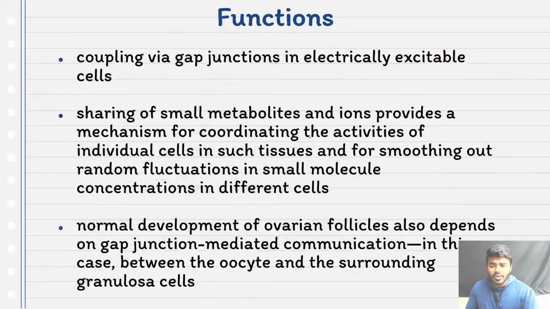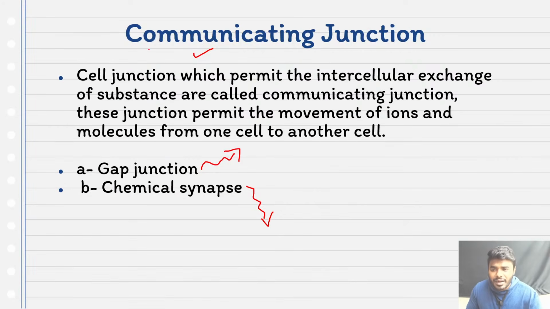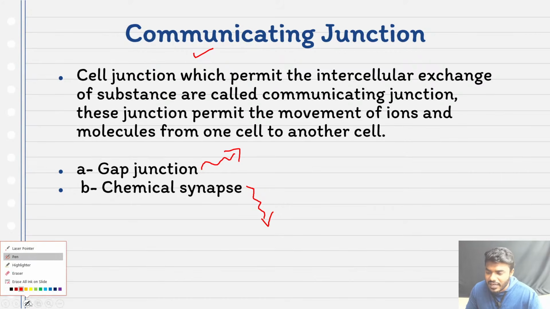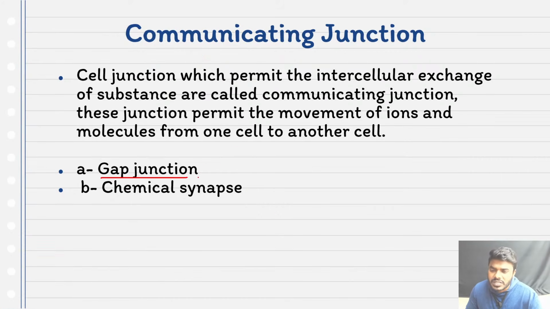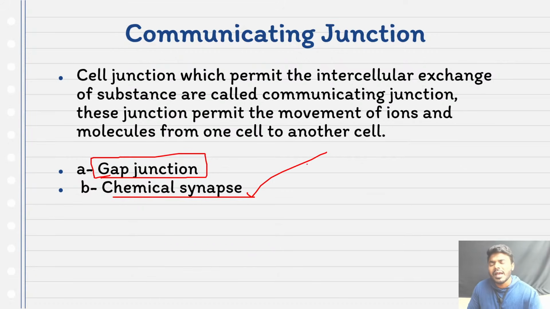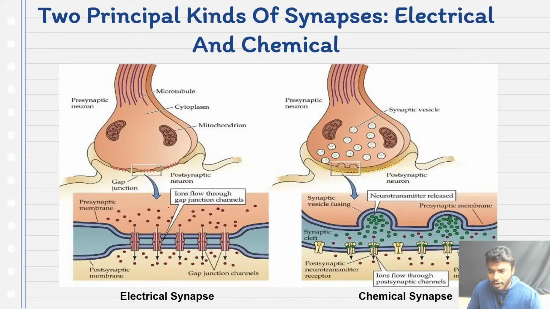Okay, now listen. In the communicating junctions, friends, we have taken two examples. One is the gap junction, and another very important one we are going to take as the example is the chemical synapse. Chemical synapse is the most important one for the exam. I want everyone to remember. Okay, let me explain it elaborately.